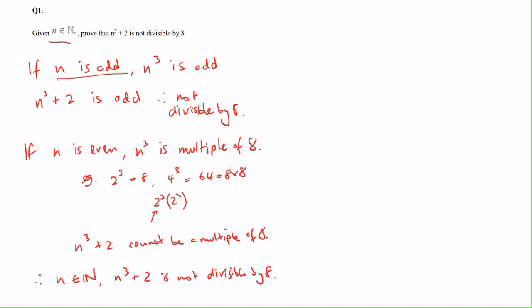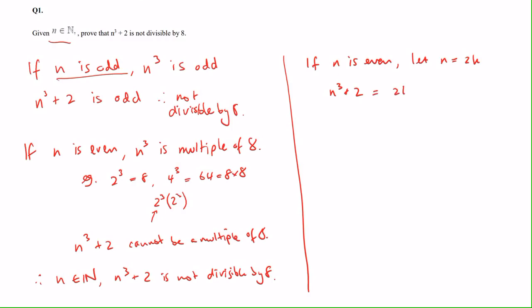Now another way I could do this is algebraically. So let's say, again, let's start with n being even this time. If n is even, then I could let n be 2k. So n cubed plus 2 would therefore be 2k cubed plus 2, which will be 8k cubed plus 2, and we can see that this bit is divisible by 8. If we add 2 to it, it's not divisible by 8. So, not divisible by 8.